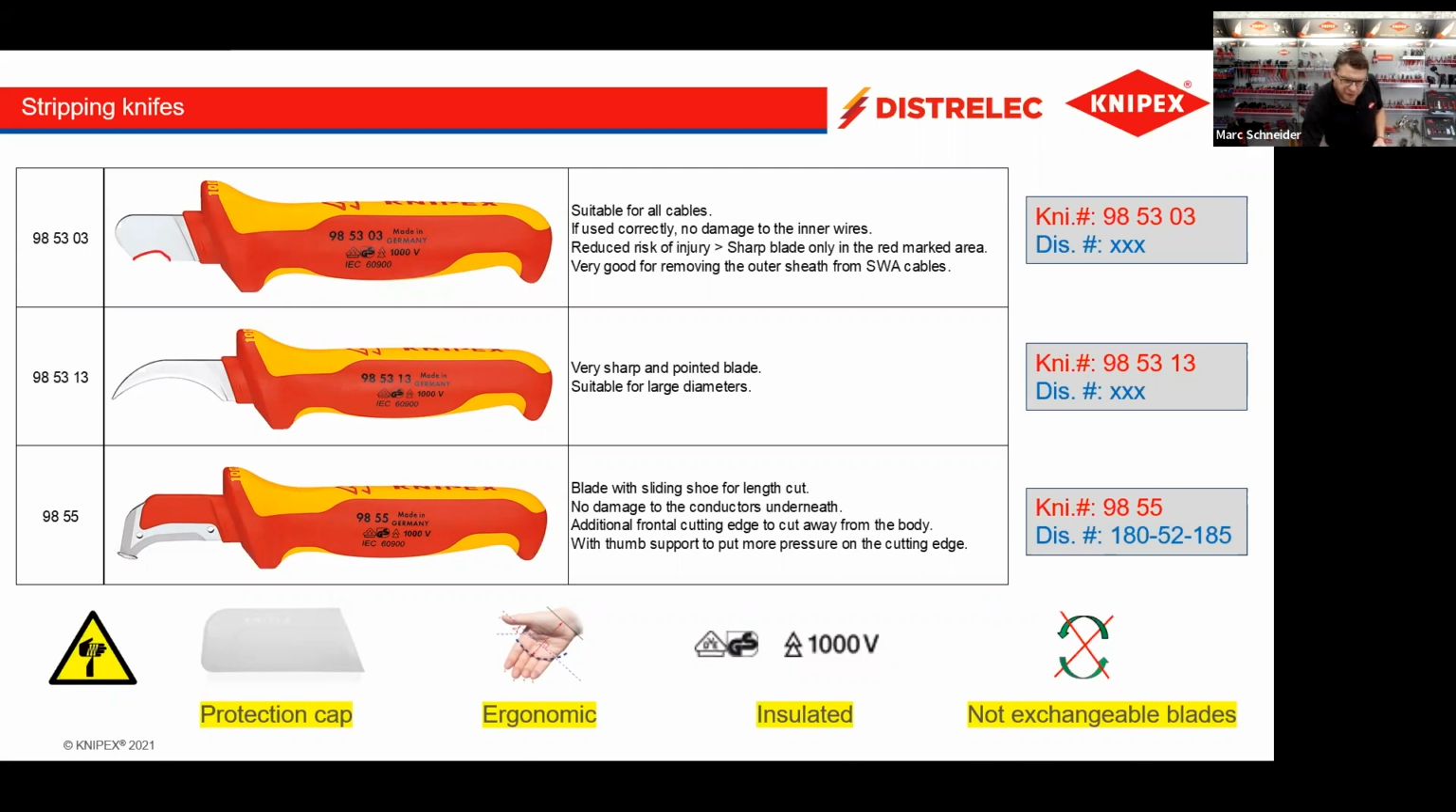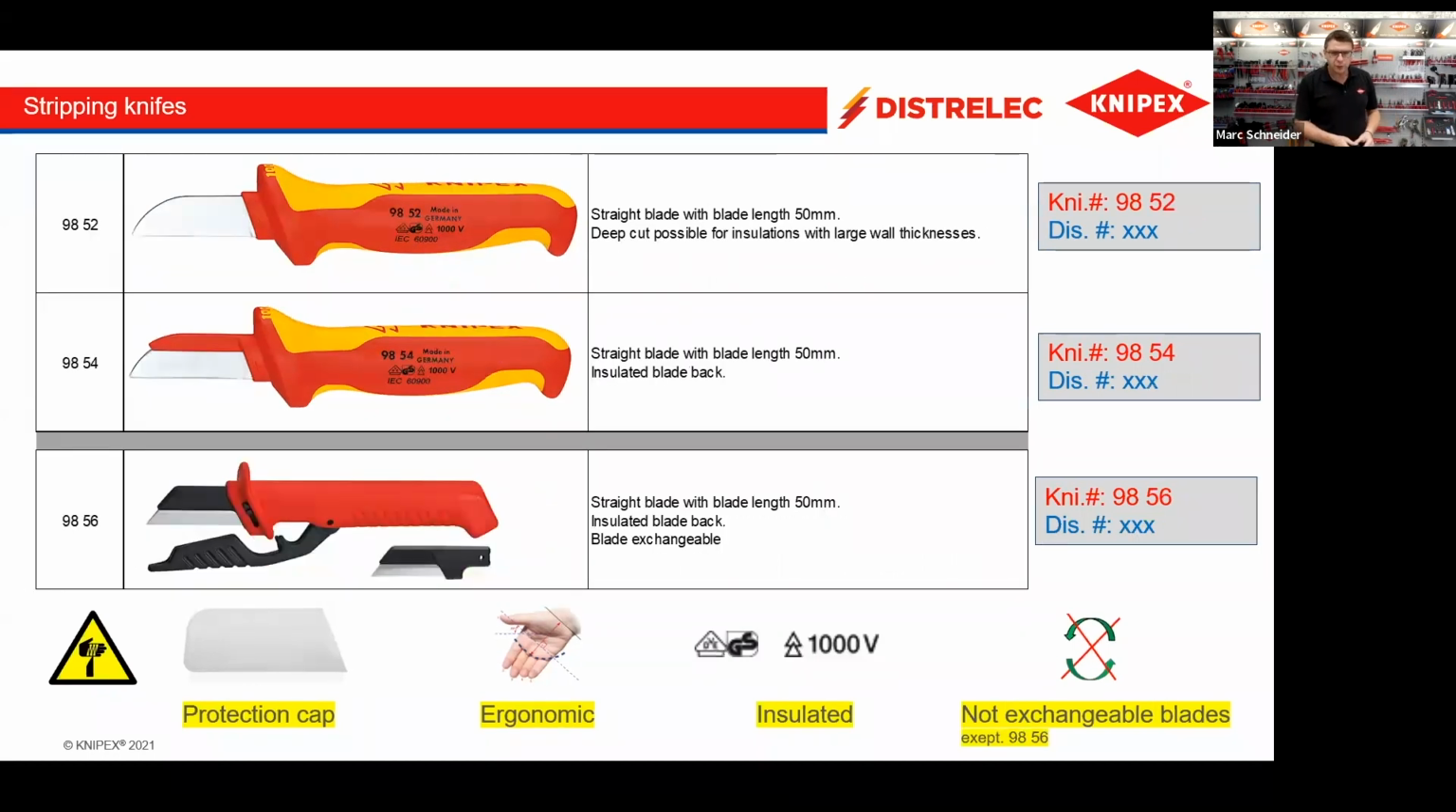With the frontal cutting edge, you can make a length cut away from the body. But if the cable has a wire mesh under the insulation, the sliding shoe can get stuck in the wire mesh. Additional front cutting edge, so cutting away from the body, this is important for you. And we have here on the top of the blade a thumb support to put more pressure on the cutting edge.